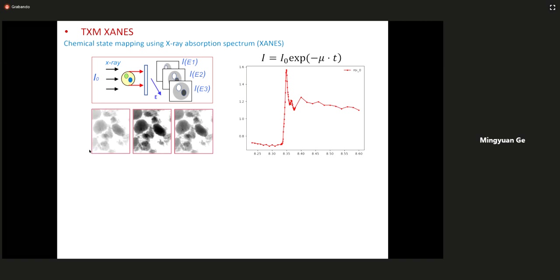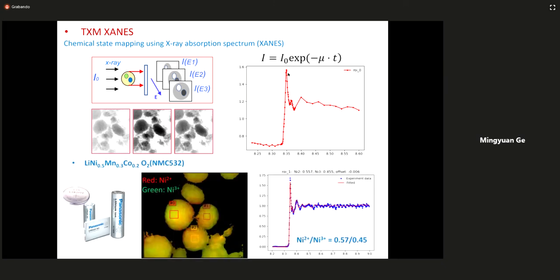From these images, each individual pixel has a XANES spectrum. If our image size is 1K by 1K, that means from this measurement we get 1K by 1K XANES spectra simultaneously. We know where the location is, and we know how the spectrum looks. This is an example showing this TXM XANES method applied to nickel manganese cobalt oxide, which is used as a cathode material in lithium batteries. If you take the measurement across the nickel absorption edge, which is 8.3 keV, and analyze the spectrum individually for each pixel, we can understand the distribution of the different oxidation states of nickel.